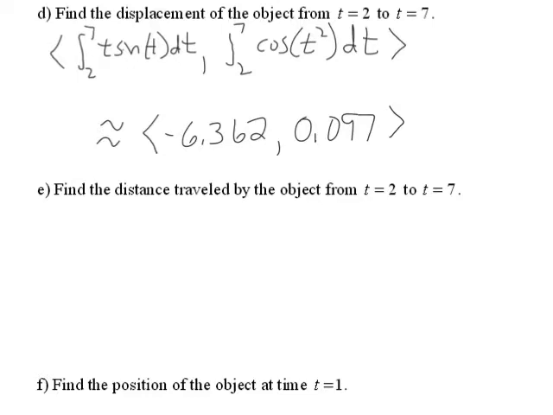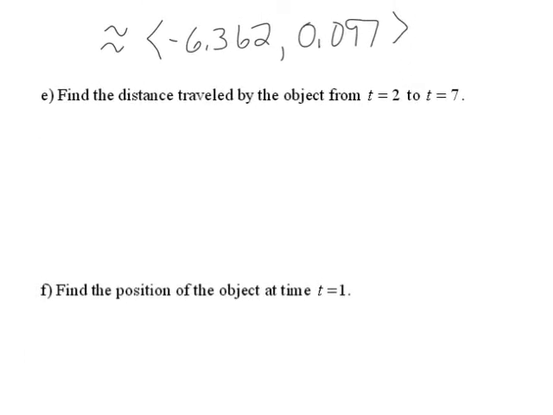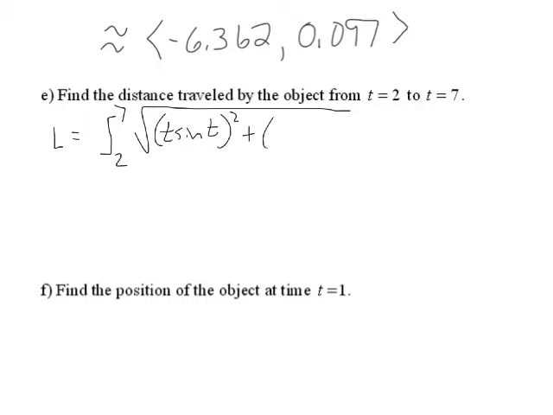Part E. Find the total distance traveled. Well, we know the distance traveled equation is the same as the arc length equation, so we can just write that in. The integral from 2 to 7 of the square root of x prime of t squared plus y prime of t squared. And again, this looks like a complicated integral to do by hand. There might be an approach.